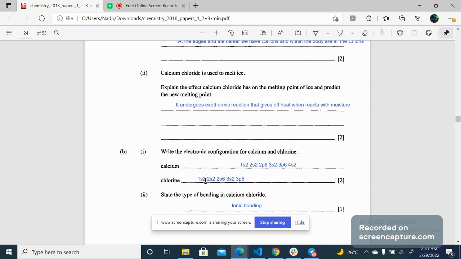If we count 2 plus 2 plus 6, 10, plus 2, 12, plus 5, 17. So we have represented all the 17 electrons this way for chlorine. This is the electronic configuration for chlorine, because chlorine has 17 protons and 17 electrons, which is 3 less than calcium, by the way.